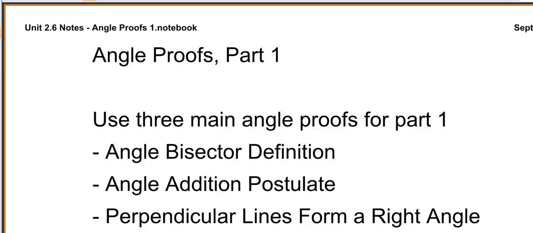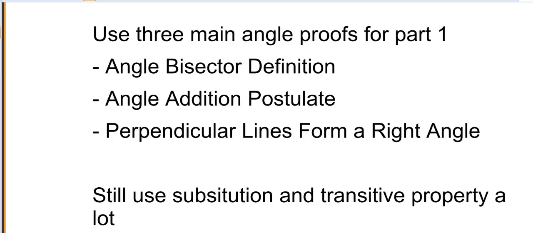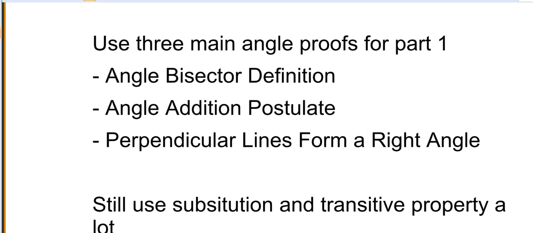When we do angle proofs, there are three big postulates that we're going to use on this first lesson. There's actually going to be several lessons on angle proofs. For this one, we're going to use the angle bisector definition. We're also going to use an angle addition postulate. That's similar to the segment addition postulate. And we're going to do the perpendicular lines form a right angle. Those are the three main postulates related to an angle that we're going to use today.